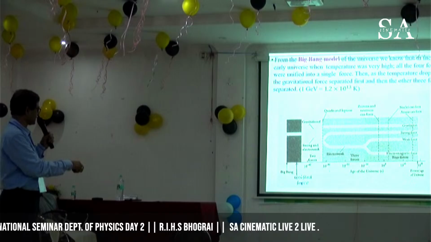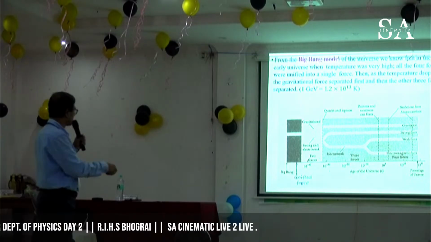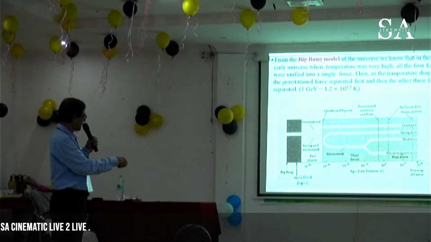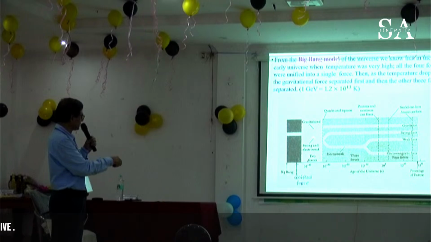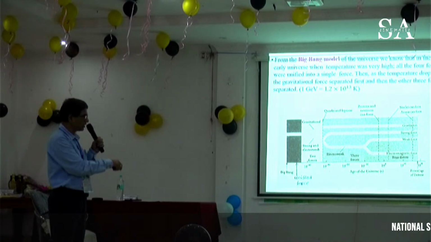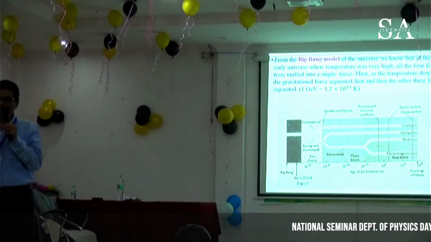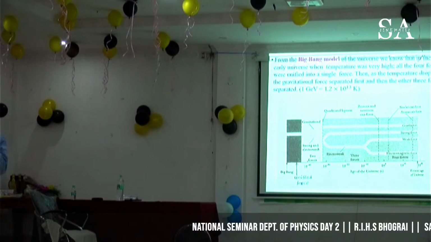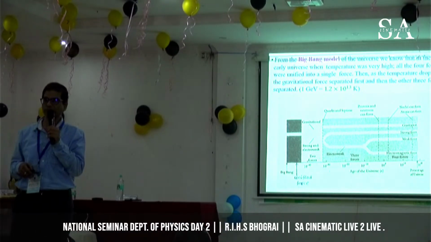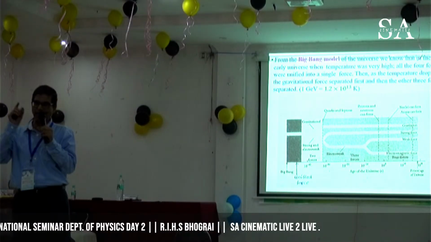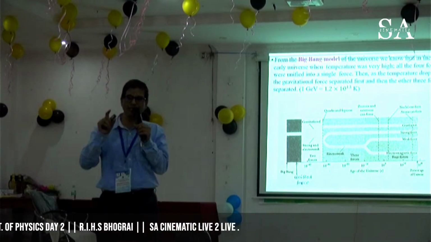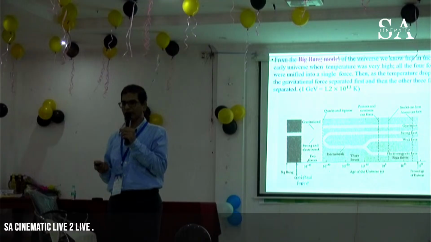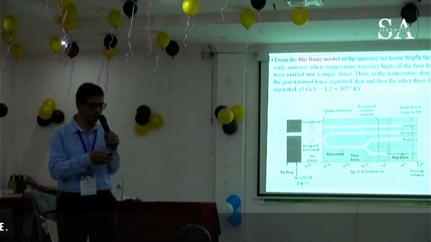Again, as time passes on, at 10 to the power minus 35 seconds, the strong force separates from this unification. So from that time we have three forces: the gravitational, the strong, and the electroweak force. Similarly, at 10 to the power minus 11 seconds after the Big Bang, the splitting of the electroweak force occurs. As a result, from that time we have four fundamental forces in the universe. Since at earlier times all were unified, the scientists are trying to unify all the fundamental forces and to see what the condition of the universe was at that time.